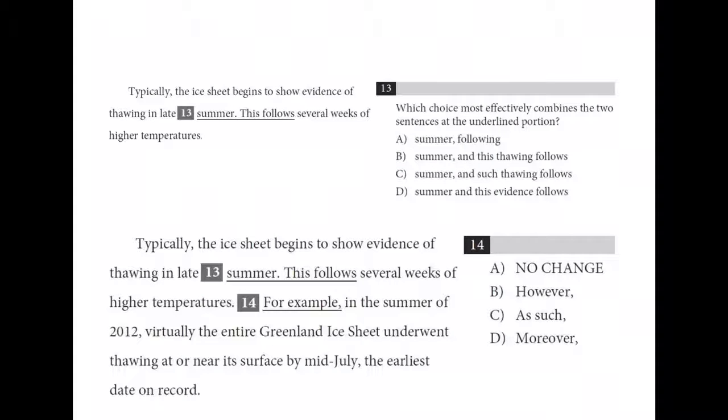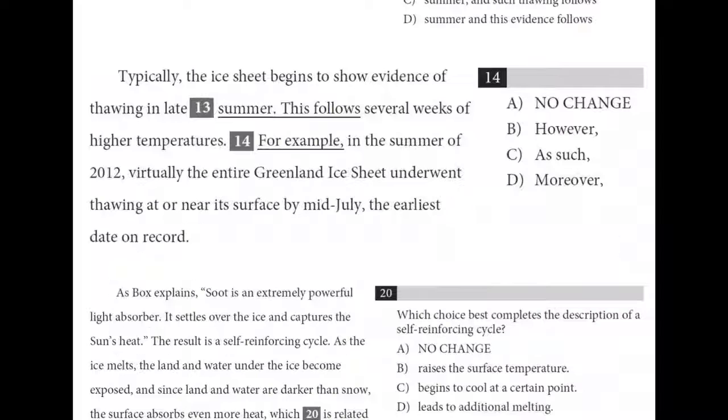Number 13. Which choice most effectively combines the two sentences at the underlined portion? Typically, the ice sheet begins to show evidence of thawing in late summer, following several weeks of higher temperatures. A is the best answer because it concisely combines the two sentences while maintaining the original meaning. Number 14. Typically, the ice sheet begins to show evidence of thawing in late summer. This follows several weeks of higher temperatures.